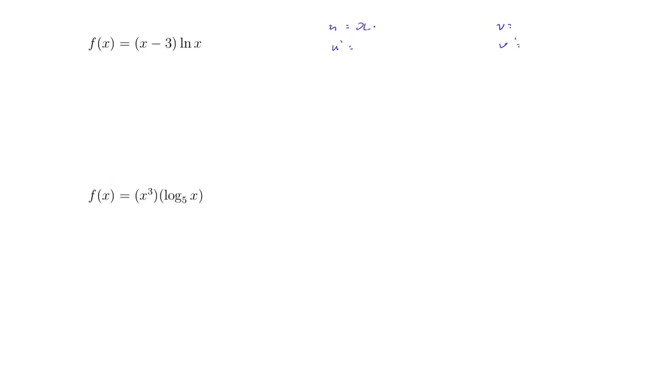We can call this x minus 3, and the derivative of that's just 1. V is going to be natural log x, and the derivative of that is 1 over x. And for this one, u is x cubed, and v is log base 5 of x. U prime is 3x squared, and for v prime, we've got 1 over x natural log of the base 5. All right, give these a shot, see what you can do.